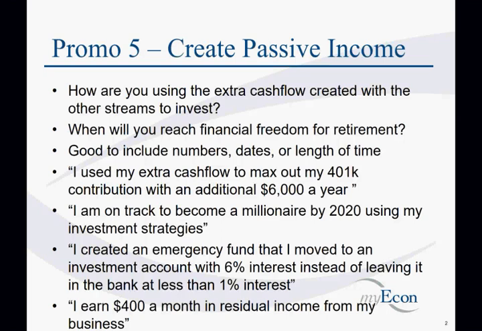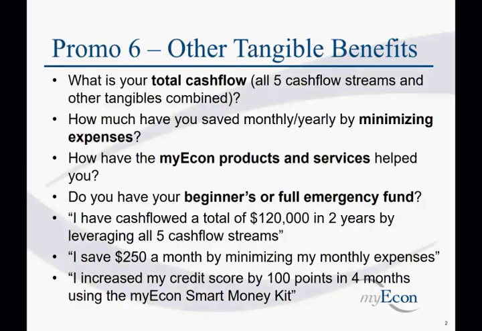So these are some examples of powerful statements, just thinking about the 5 cash flow streams that we have. But guess what? There's still more. There are other tangible benefits that we can leverage outside of the 5 cash flow streams. The first one, and to me the most important one of all, is your total cash flow. Combining all 5 cash flow streams to say at the end of the day, what is myEcon doing for me holistically? All the cash flow streams and any other tangibles.